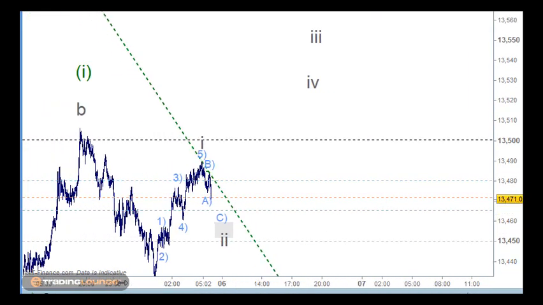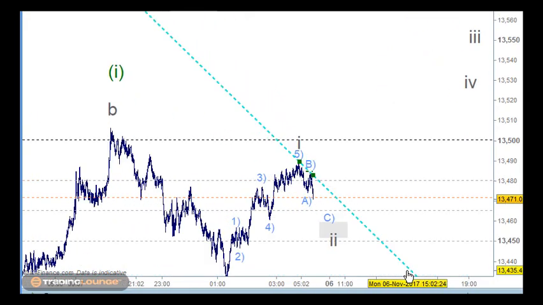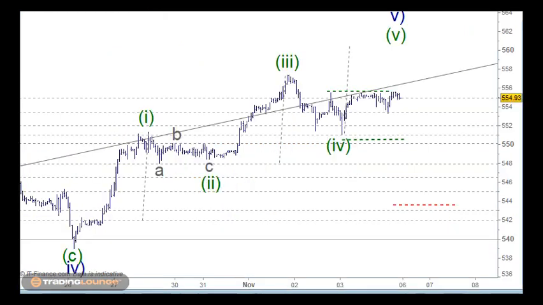But yeah, so there's a couple of different ways to count this here. I'm not quite sure which is the best one to work with at this stage. I think the wave 4 here, wave C of 4, and having this move up here would be in line with the rest of the global market. So that's something that we'll certainly consider. The AEX is moving along quite nicely where we want it to move.